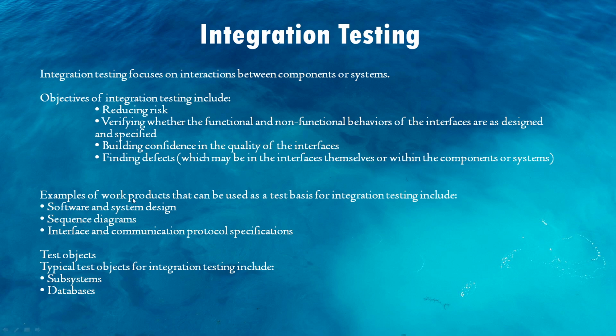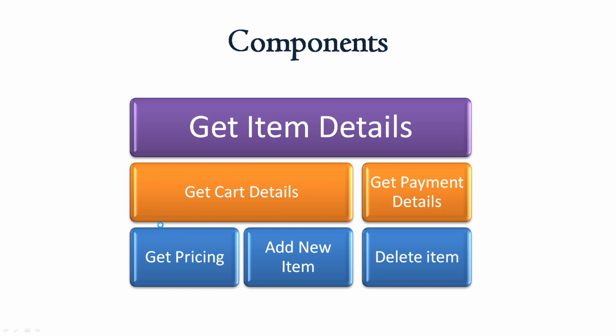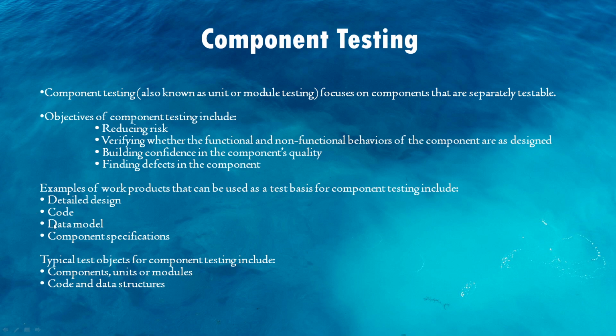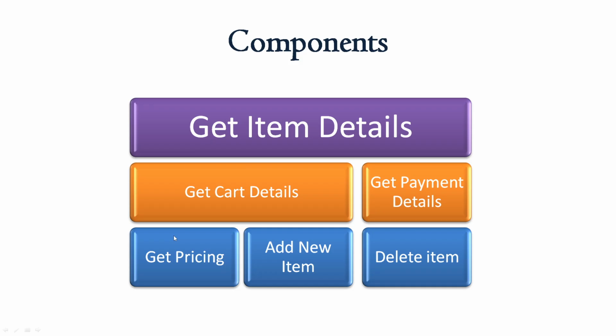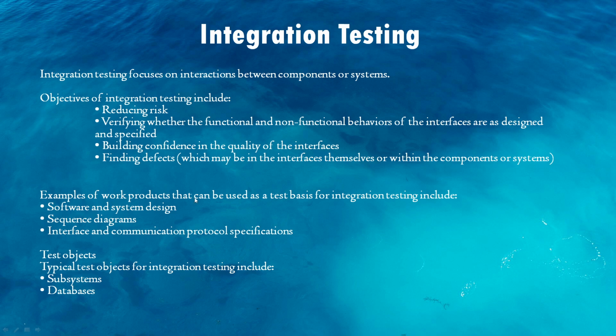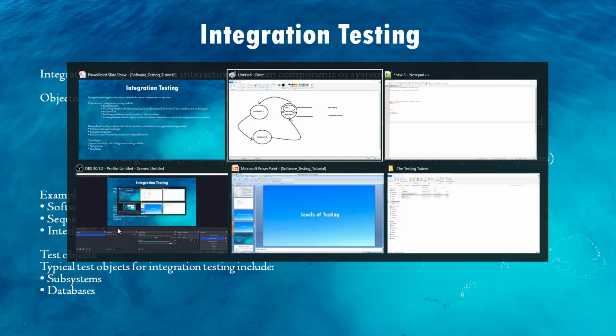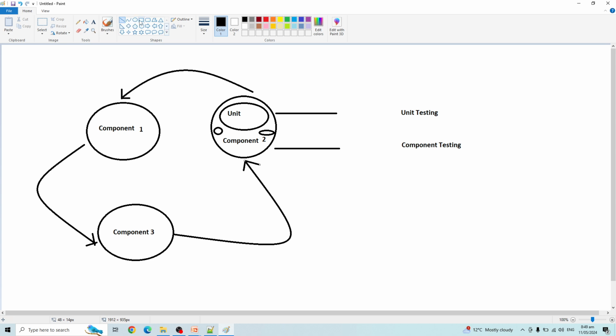That's it. The examples of this can be testing using, in the previous session, which was component testing, the code, data model, and component specification. But in integration, the work product that we have to use for testing is software and system design, and here the sequence diagram is important. What is a sequence diagram? I'll just give a small overview, because you have to know it. Then only will you know how to test this integration.